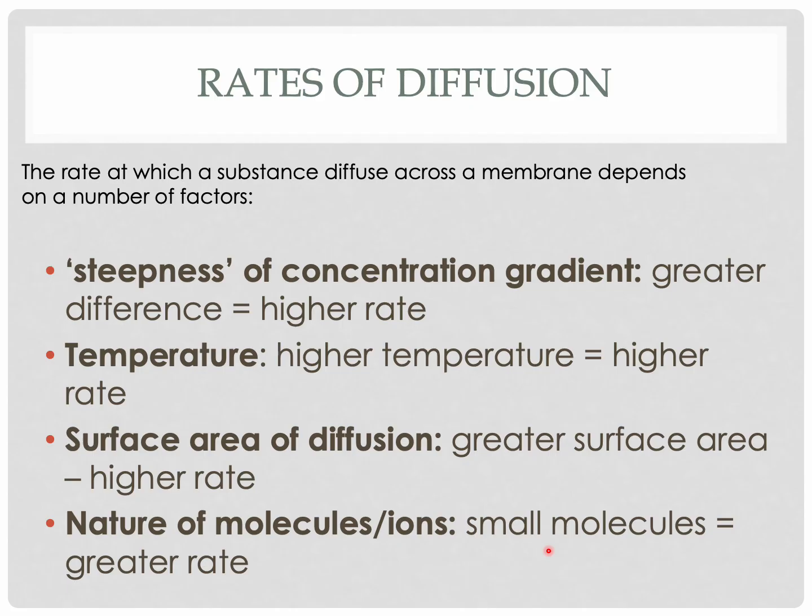The steepness of concentration gradient, referring to a greater number of particles. If there's a higher number of particles, greater concentration, they're going to diffuse faster. Temperature, higher temperatures allow for a higher rate of diffusion. Surface area, the greater the surface area, again, more diffusion is able to occur.